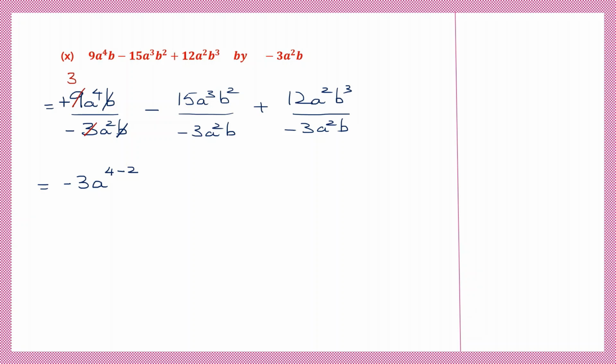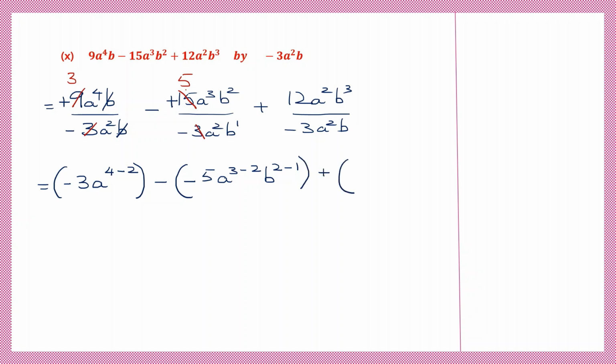Now let me go to the next part. This one, let me put it in brackets. Let me go to the next one. Here the sign is plus. Plus into minus is minus. Now I can cancel 3 and 15. 3 5s are 15, so I've got my number as 5. A to the power of 3 minus 2 and b to the power of 2 minus 1. This is 1.